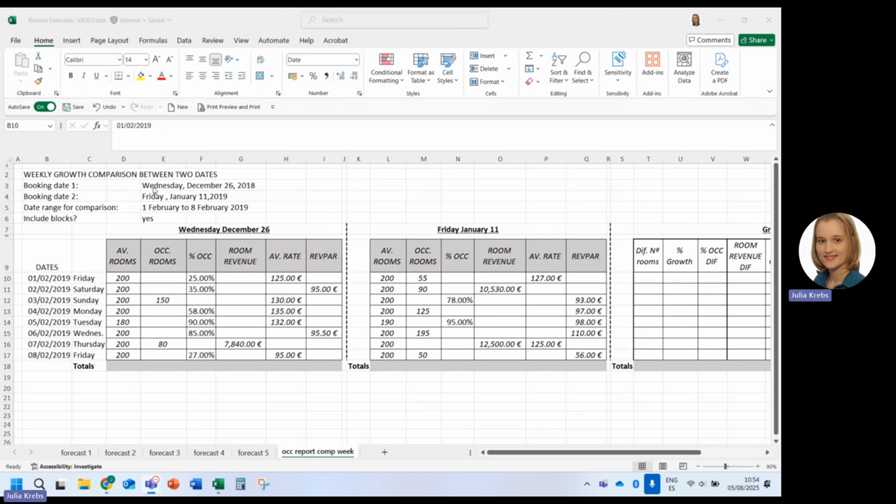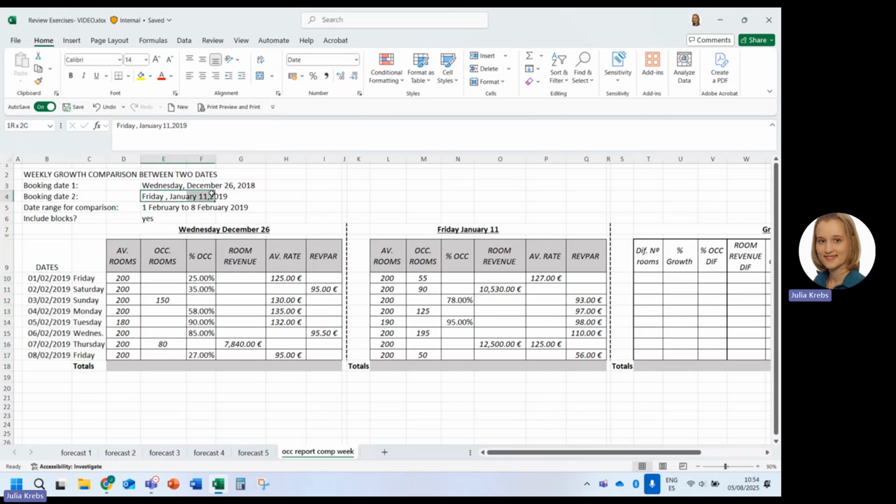So here we're comparing two different dates in December, at the end of December, and then the beginning of January. And then we record, obviously, the dates that we want to see in the report, which is what we have here. So we want to see from the 1st of February until the 8th of February. So let's say the first week of February the following year, because we're still in December 2018. We're just looking into the future.